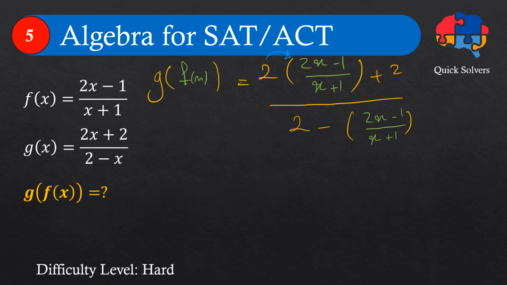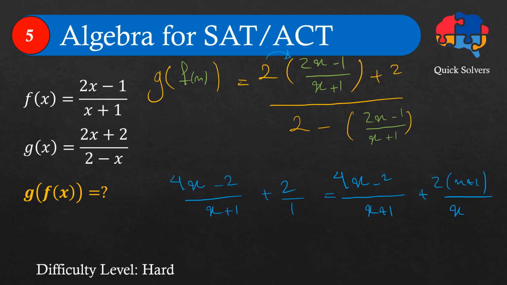If I distribute it, then it is 4 times x minus 2 over x plus 1 plus 2, okay? And the common denominator between this 2 and this expression here is x plus 1 because it is actually 2 over 1, and the common denominator between this and this is their multiplication that gives us x plus 1, okay? So this equals 4 times x minus 2 over x plus 1 plus 2 times x plus 1 over x plus 1.